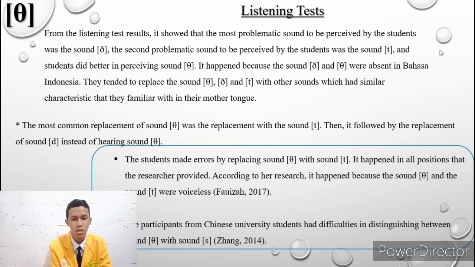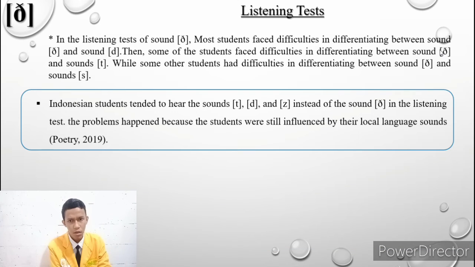In addition, this current research was also supported by Zhang 2014. The finding indicated that the participants from a Chinese university had difficulty in distinguishing between the sound th and the sound se. And then in the listening test of sound th, most students faced difficulties in differentiating between the sound the and the sound the, the and the sound the, and the and the sound se.